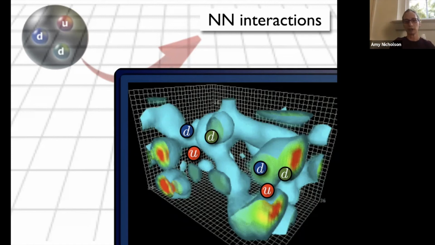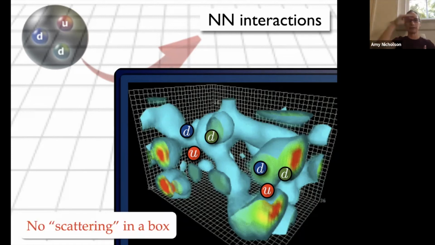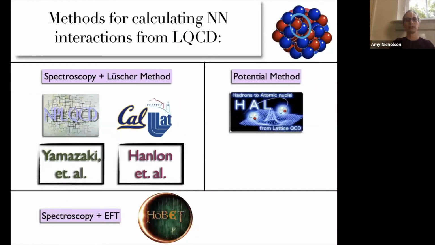In a finite volume, what we have are a series of discrete energy levels inside our box. If you think of a quantum mechanics problem, if I put my system into a finite volume, then my energy levels are quantized. So it looks very different than what they have in experiment. There are a number of different theoretical ways that you can translate a lattice observable, for example a series of energy levels in a box, to an interaction or a scattering phase shift.